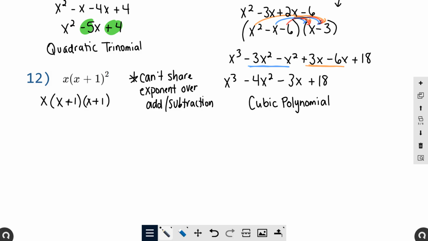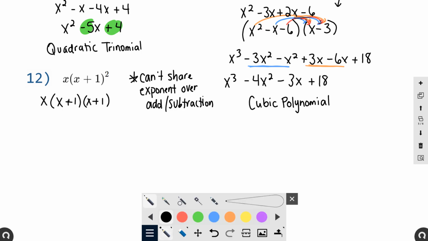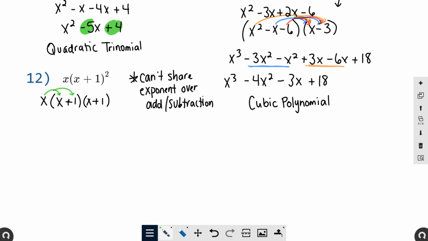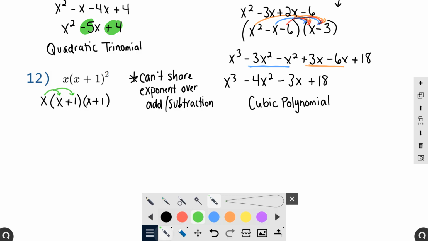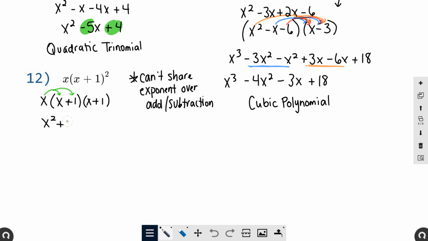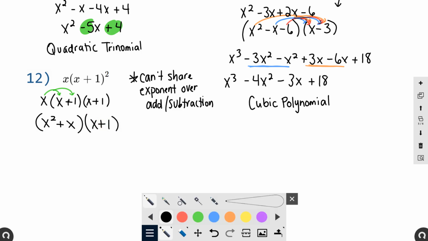Now, how do we multiply these? Distribute the x to the first parenthesis. I would also do that. Ignore the third one. Remember, you're just working with the first two. So that becomes x squared plus x. And then bring down that x plus 1.